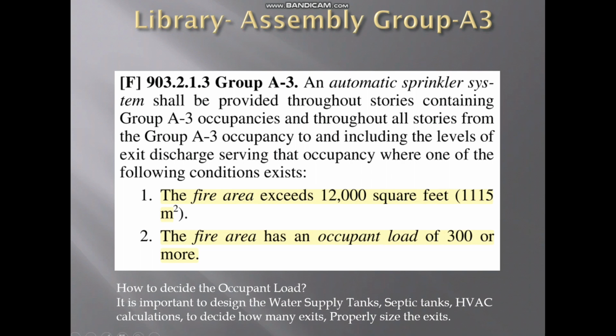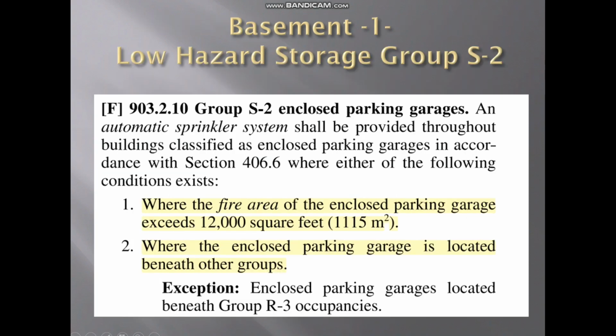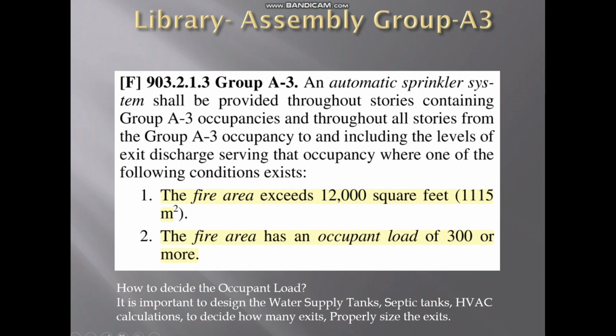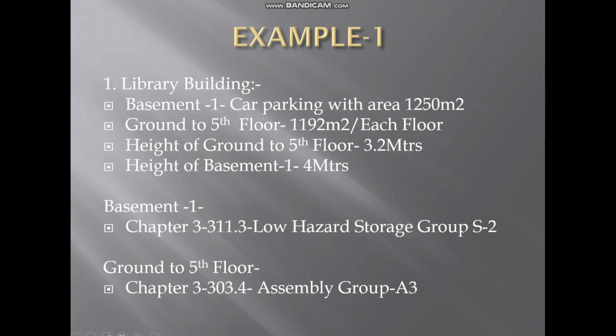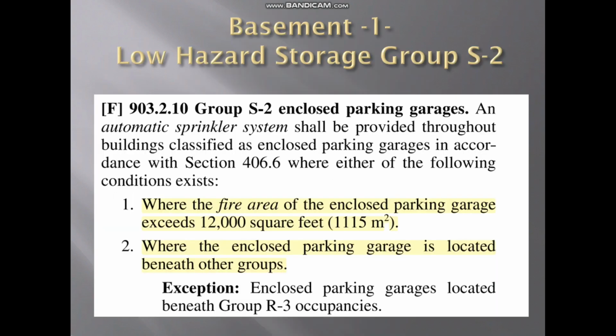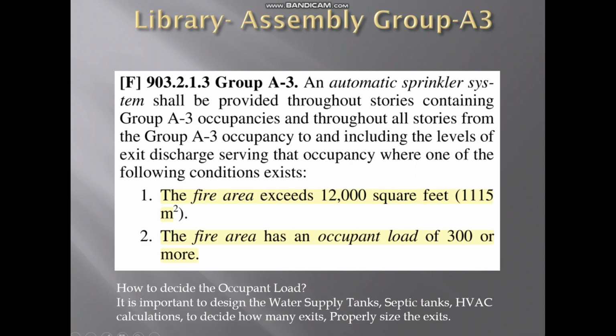For the library, assembly group A3, what the standard says is, if the fire area exceeds 1115 square meters, the same condition we saw here, we have to provide the automatic sprinkler system. In our case, the fire area exceeds 1115; it is 1192 square meters. So surely from ground floor to 5th floor we have to go for the automatic sprinkler system. The second point says that the fire area has an occupant load of 300 or more. This is one of the important things.